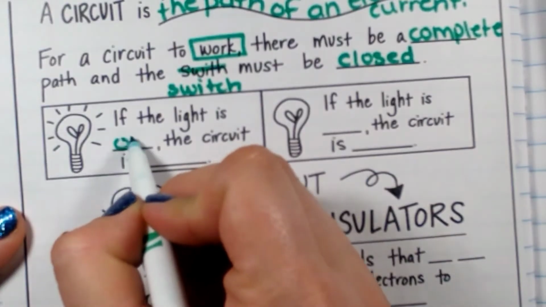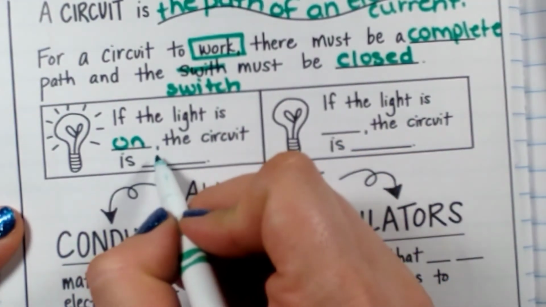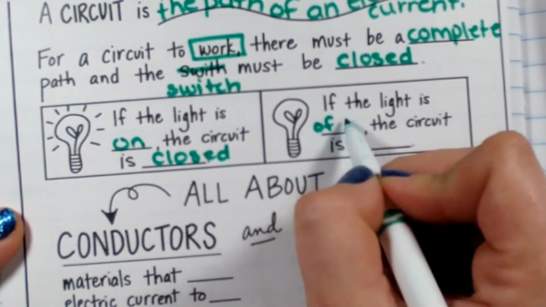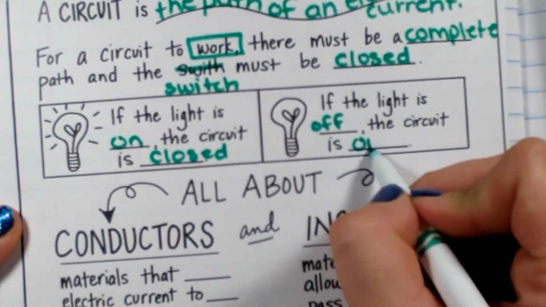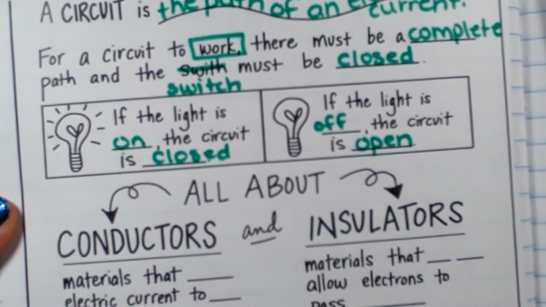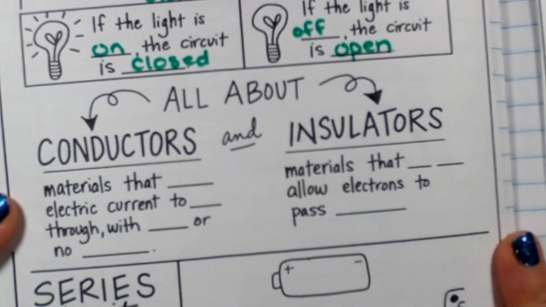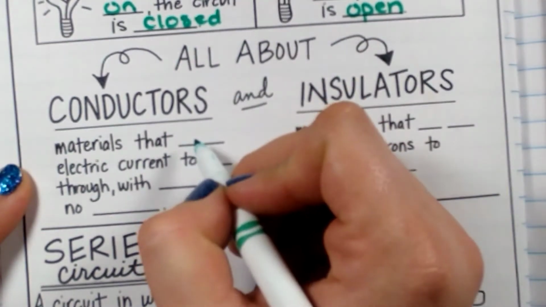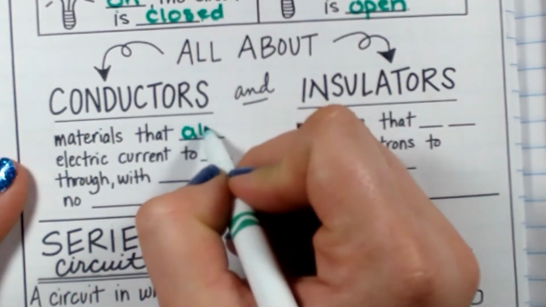If a light is on, a circuit is closed. If a light is off, the circuit is open. An open circuit cannot work. So all about conductors and insulators. We're going to talk about this a little bit more in detail in my next video.